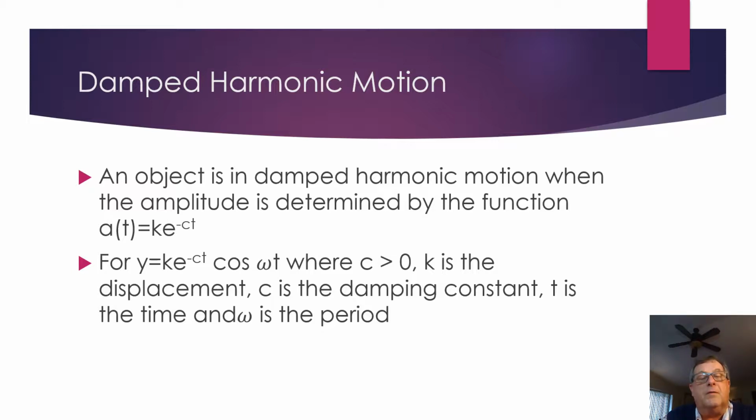Well, we've got to define some variables. Where y, substituting y for the amplitude over time, equals k e raised to the negative ct times the cosine of omega t, where c is greater than 0 and k is the displacement, c is the damping constant, t is the time, and omega is the period. Let's see if we can make some sense of this.